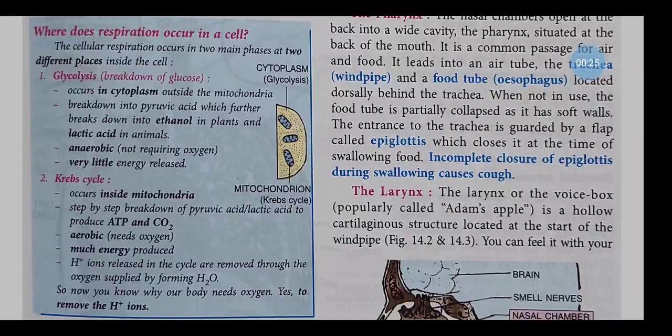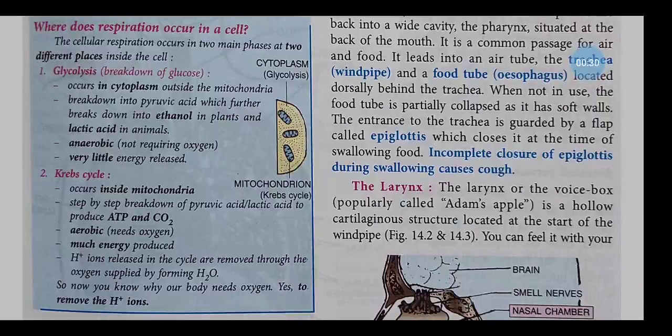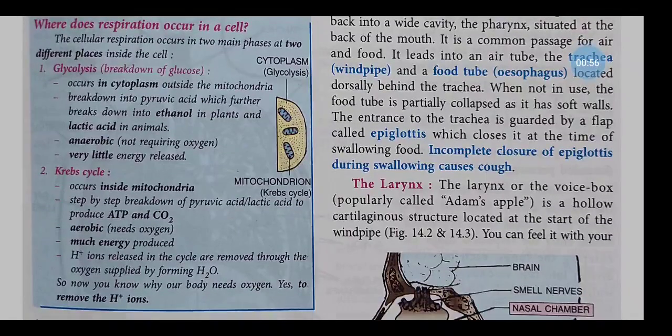Before starting the parts of the breathing organ, let's discuss where respiration occurs in the cell. Cellular respiration occurs in two main phases. One is called glycolysis and the second is called the Krebs cycle. Glycolysis, that is the breaking down of glucose, takes place in the cytoplasm, and the Krebs cycle takes place in the mitochondria. Glycolysis occurs in the cytoplasm, outside the mitochondria.